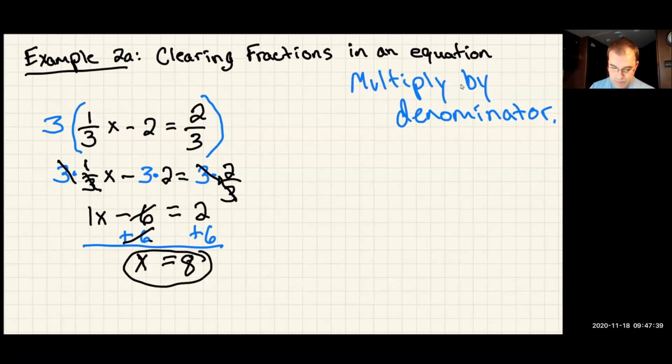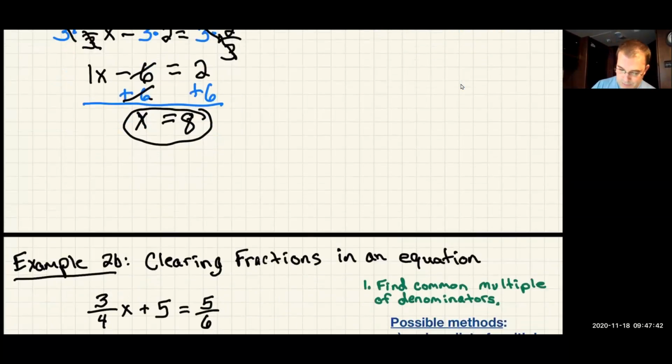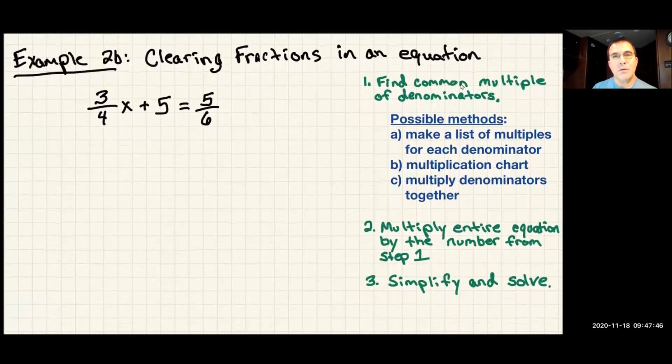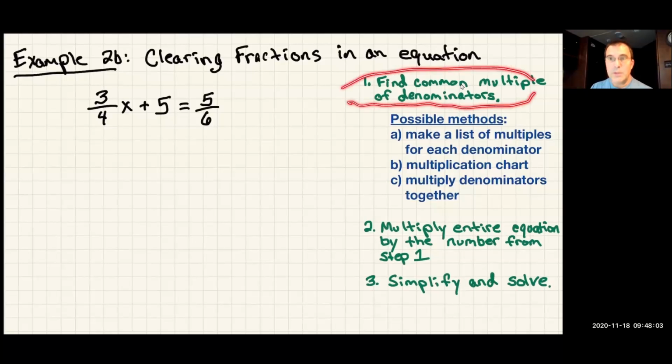Let's just keep going to the next example, example 2b. All right, in this example, we have different denominators. And so in order to get rid of different denominators, we need to find a number that both of those multiply into. So that's what step 1 over here on the right means. This step 1 says find common multiple of denominators.